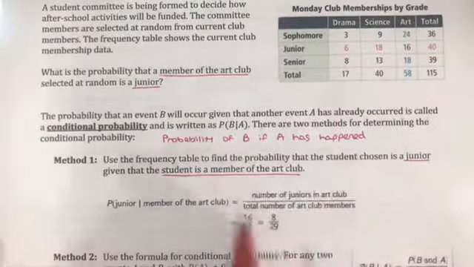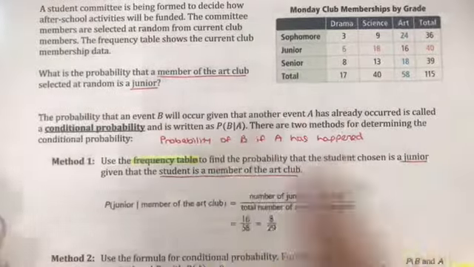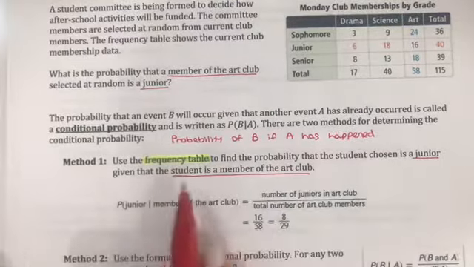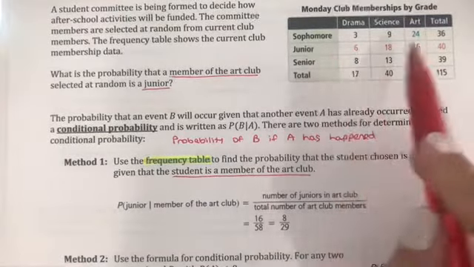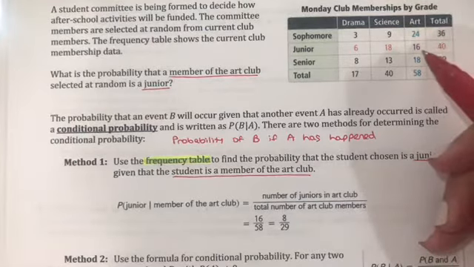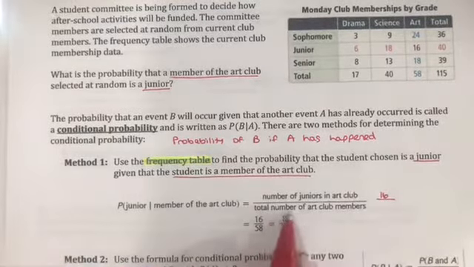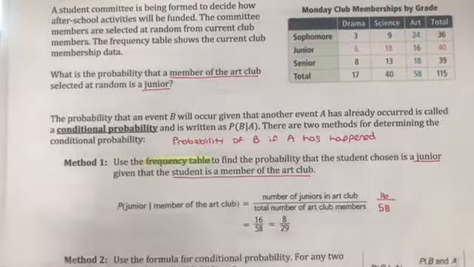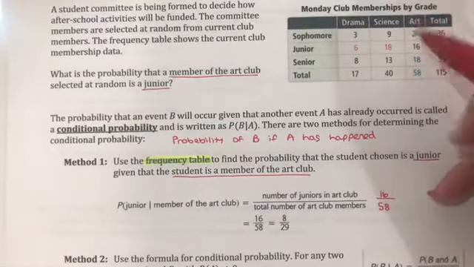This method works if you have the frequency table. If you have a table that's handy, it's got all the data in front of you, a lot of times this is the easier method. So we would see the total number of juniors in the art club, which is right over here. We've got 16 juniors, okay? And the total number of art club members is 58, okay? Now, this would be our probability because we're just looking for art club and we're just looking at the juniors.